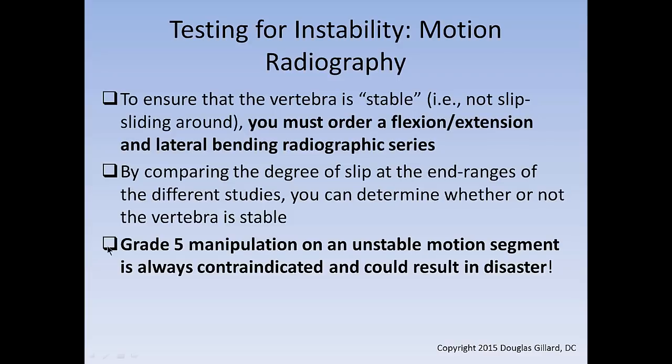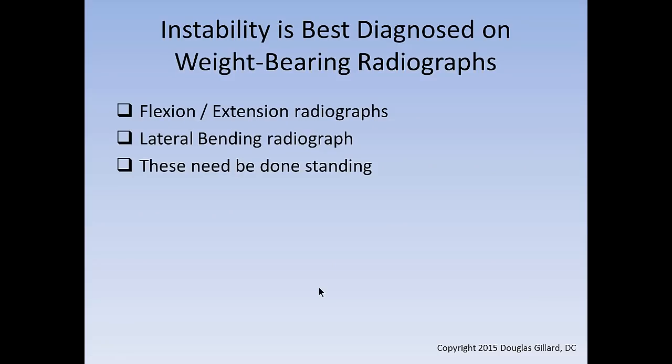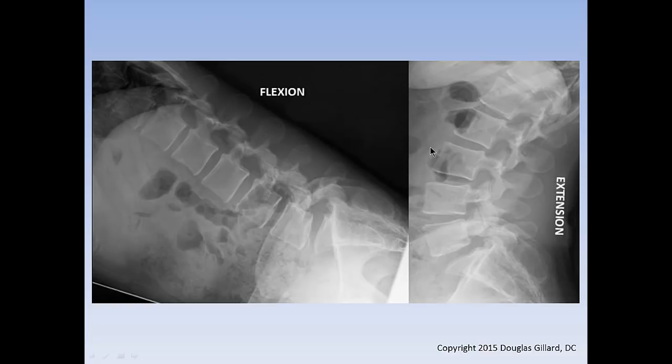And obviously, grade 5 chiropractic manipulation on an unstable motion segment is absolutely contraindicated because it could really hurt the patient, not to mention get you sued. Instability is best diagnosed, and we said that already. So what do we got here?